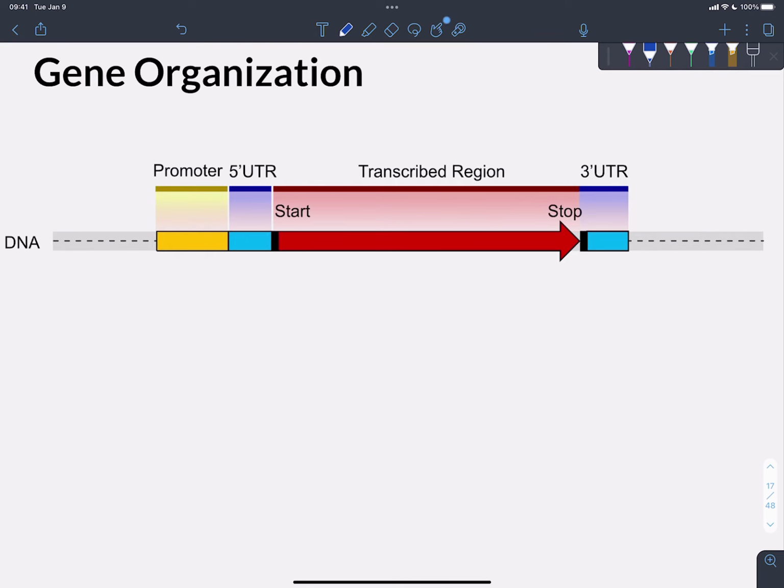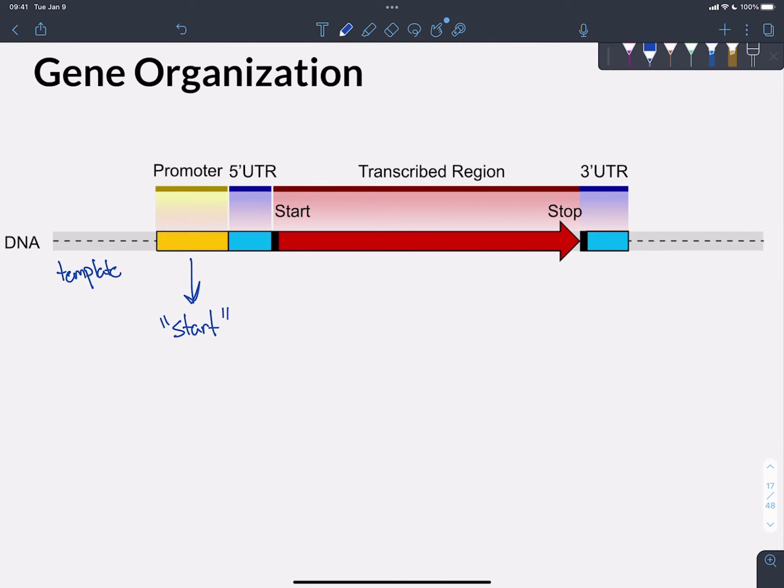So if we're looking at one gene somewhere on a chromosome, this diagram is just showing us how that gene is organized. We've got one strand of DNA. It's the template strand that we're looking at here. And so we can see a couple of different regions that are really important. The first is this region of the promoter. The promoter signals the start of the gene to the enzymes that are going to transcribe the gene. That enzyme is going to load itself onto the promoter of the gene, and then it is going to begin transcribing the region.